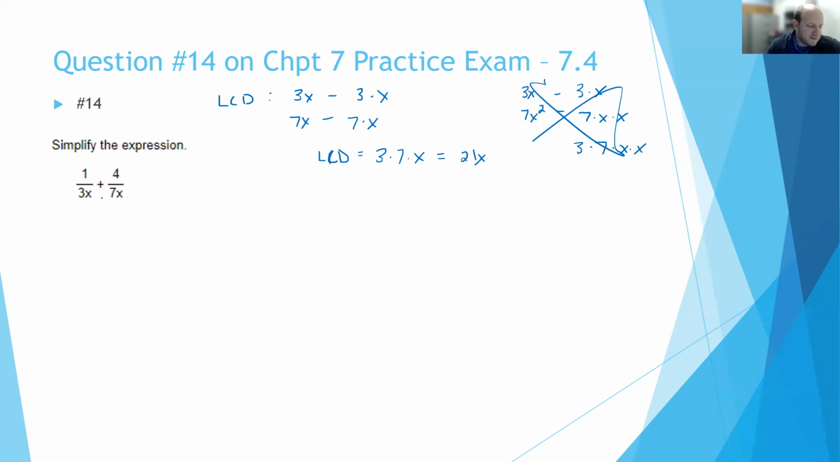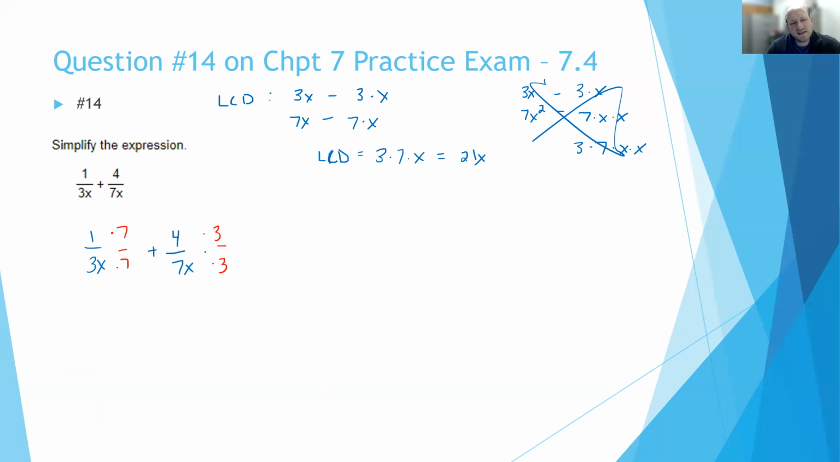And what I do here is multiply these by what term was missing. Our LCD was 3 times 7 times x. 3 times x is missing a 7. So if I have 1/3x and I'm trying to get that common denominator, I'm going to multiply top and bottom by 7, or 7/7. Then the other one, 4/7x, is missing a 3. So I'm going to multiply top and bottom by 3, or 3/3.